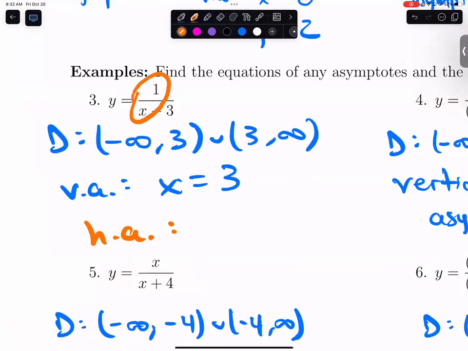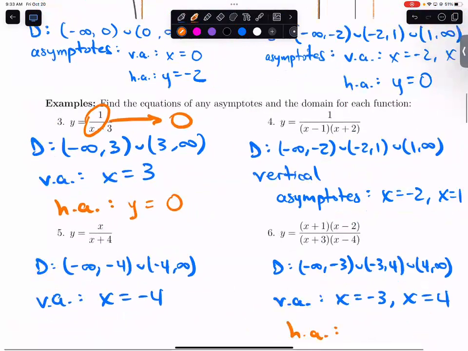Leading terms 1 over x. When x is big, 1 over x is small. So this would have a horizontal asymptote at y equals 0. Again, because that leading term is going to go to 0 as x goes to infinity, when x is big.